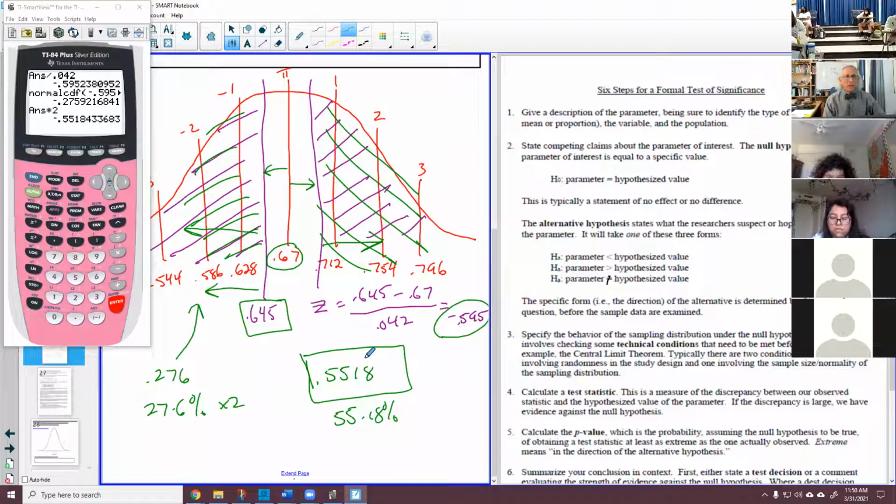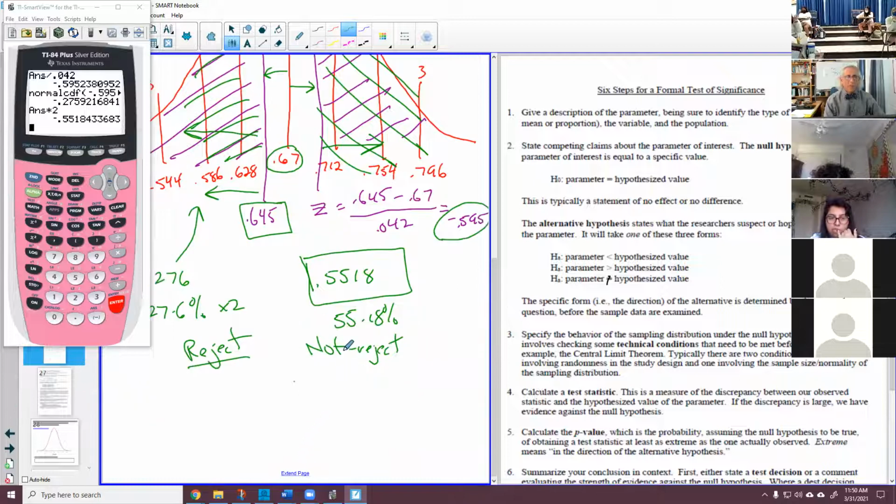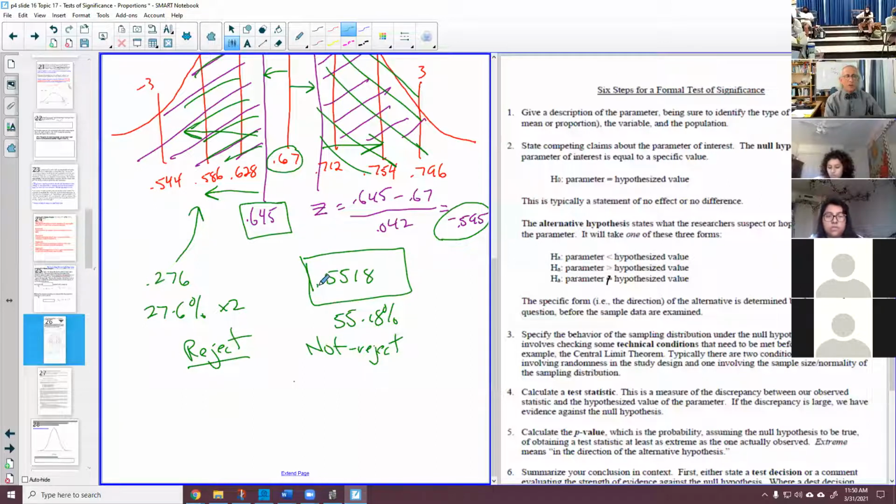Are we going to reject the null hypothesis, or are we not going to reject the null hypothesis? So how many people vote to reject, and how many say not reject? My null hypothesis was 0.67. I got a p-value of 0.5518. How many people vote to reject the null hypothesis? Nobody wants to reject? How many say not rejecting? Everybody says not rejecting the null hypothesis, and you're absolutely right.